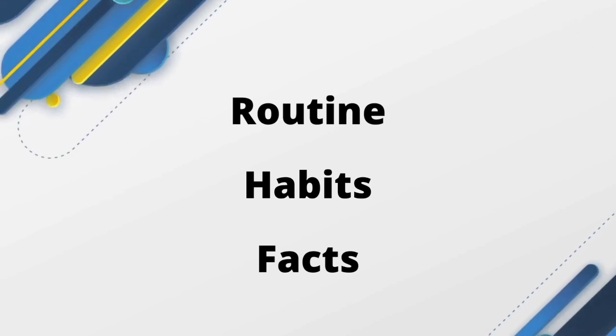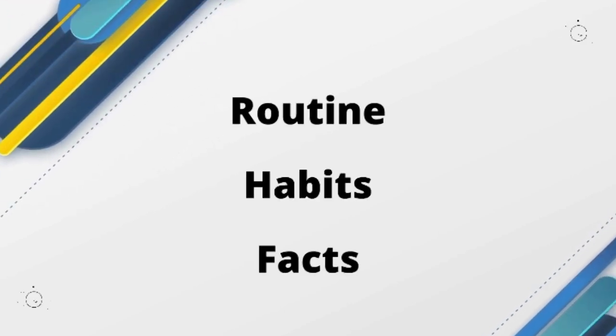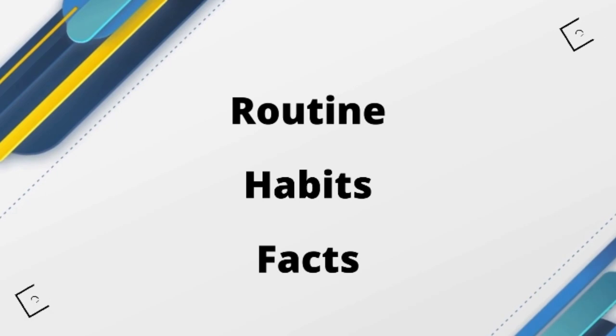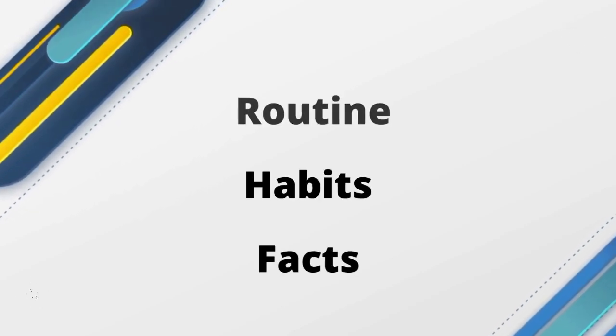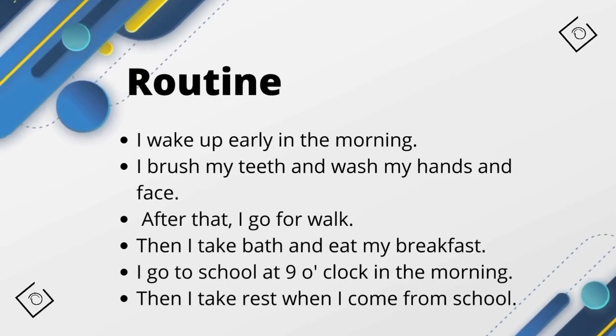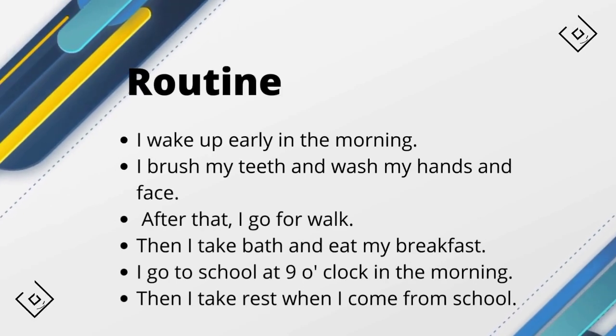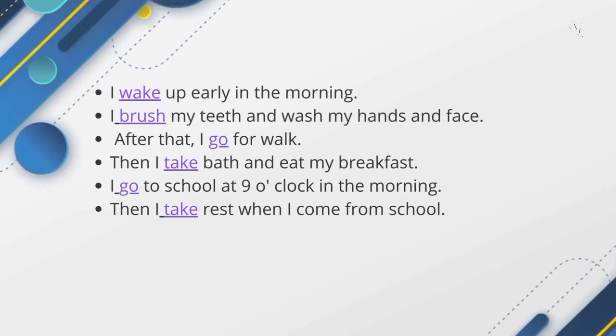Now, if I summarize this explanation, we find out three things: routine, the things that are regularly happening, habits that people repeatedly do, and the facts, the things that happen at that time. Now let's have a look at the examples of routine. I wake up early in the morning, I brush my teeth and wash my hands and face.